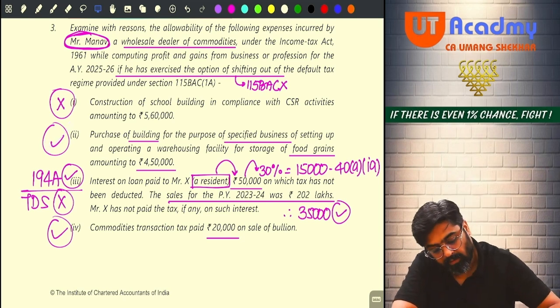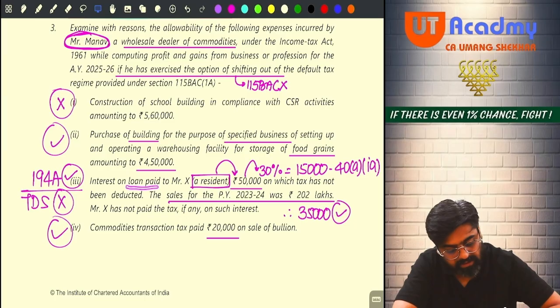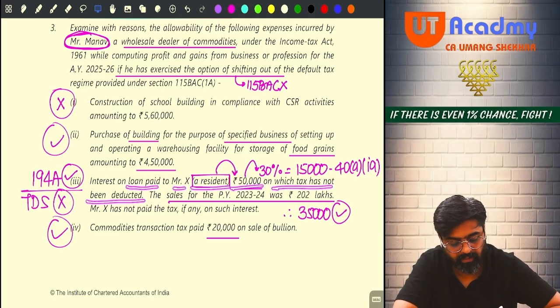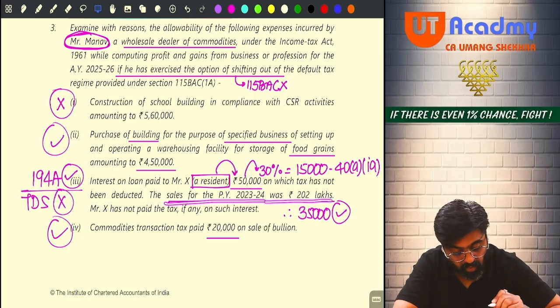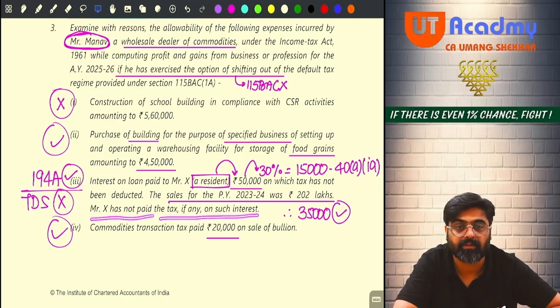Next one. Now interest on loan paid to Mr. X, a resident, 50,000 on which tax has not been deducted. The sales for the previous year 23-24 was 202 lakhs. Mr. X has not paid the tax, if any, on such interest. Meaning that 194A, interest other than interest on securities. Do you remember?